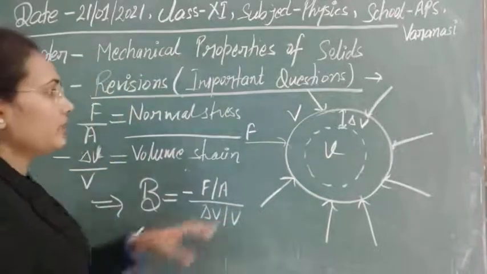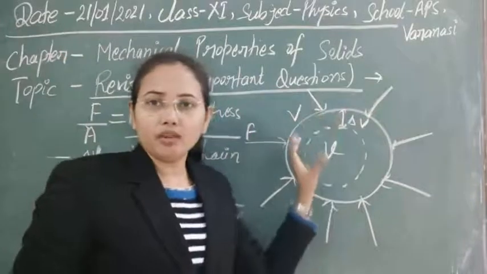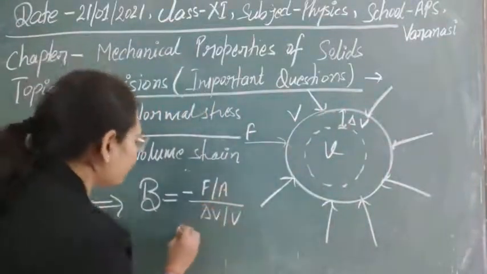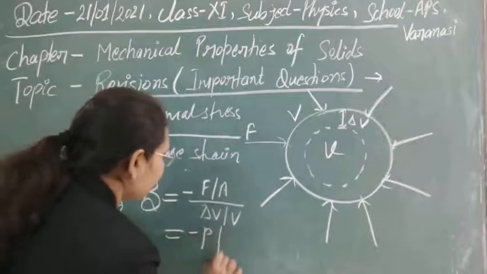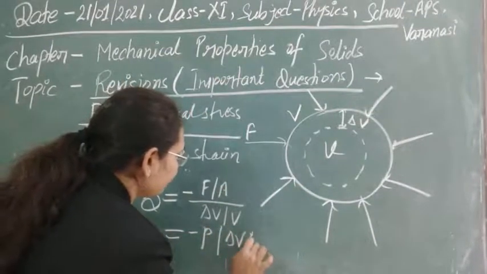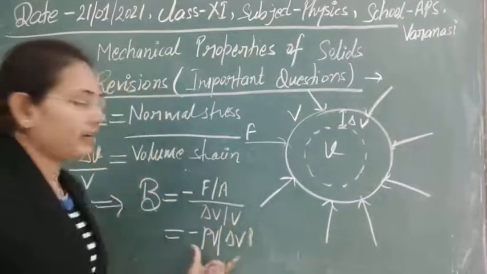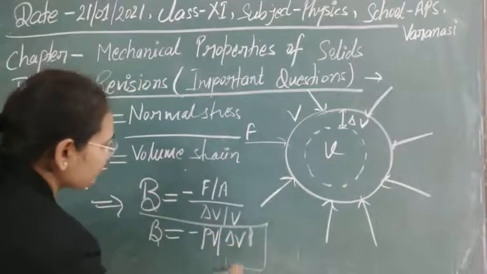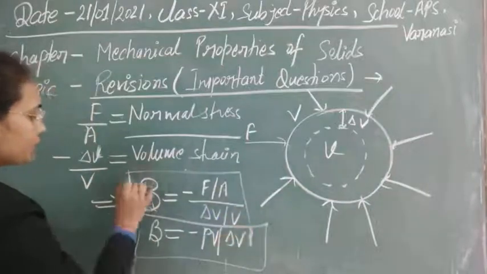And also we know that if force is applied from all directions per unit area, then we can call it pressure. So you can also write, in place of this, P upon delta V by V, or PV upon delta V. So we can calculate the bulk modulus of elasticity easily by this formula or by this formula for any of the materials.